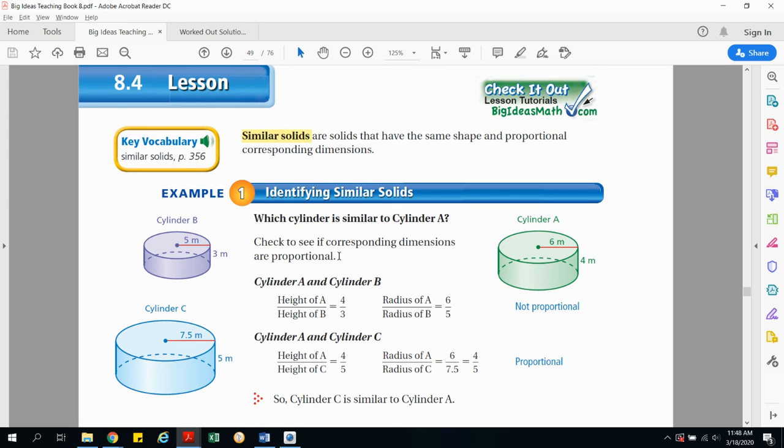Hey everybody, Mr. Gajewski here, and today we're going to be talking about Lesson 8.4, Similar Solids. Similar solids are solids that have the same shape and proportional corresponding dimensions.